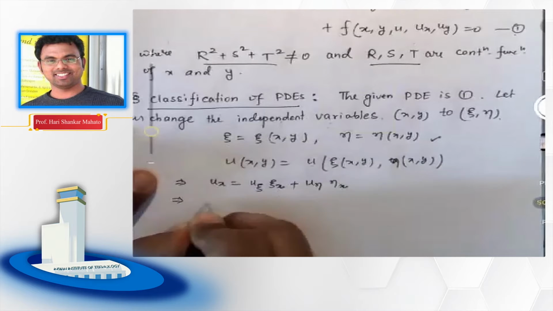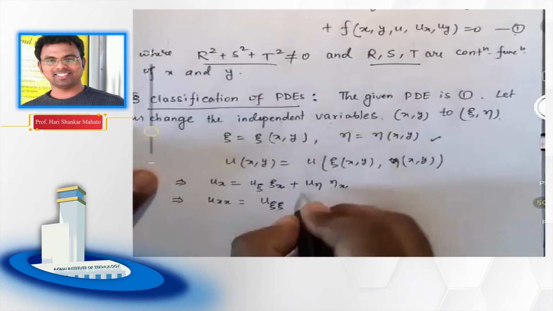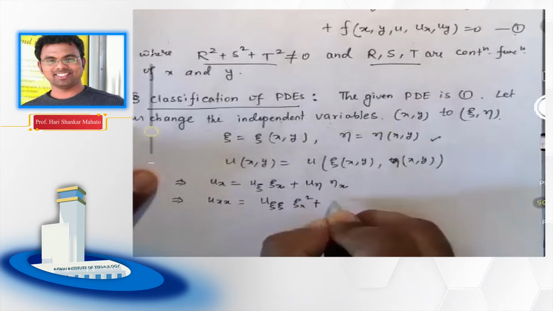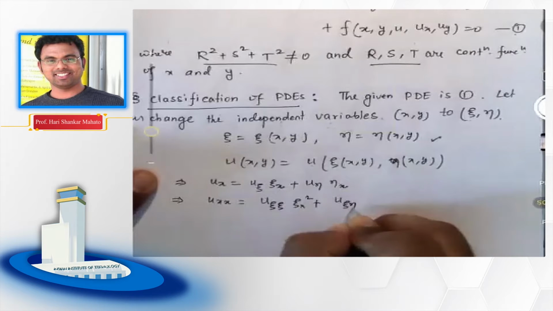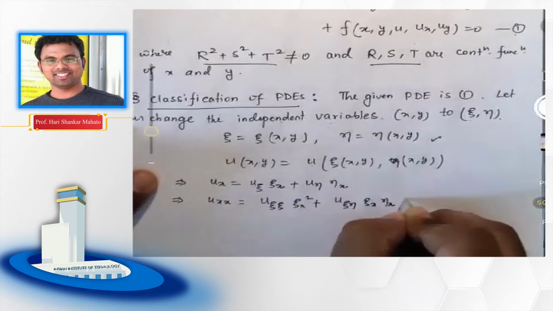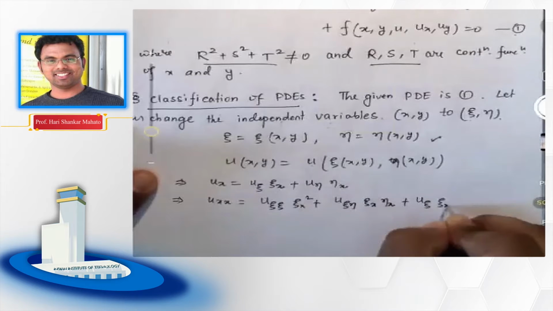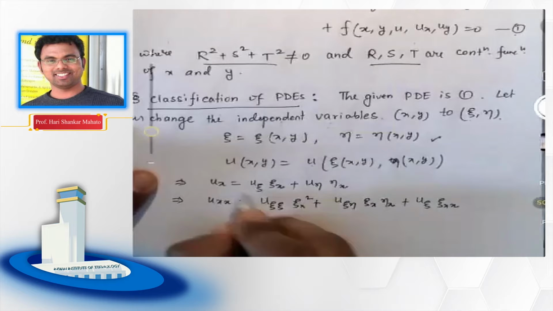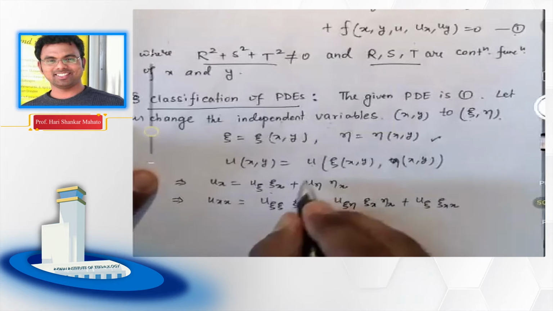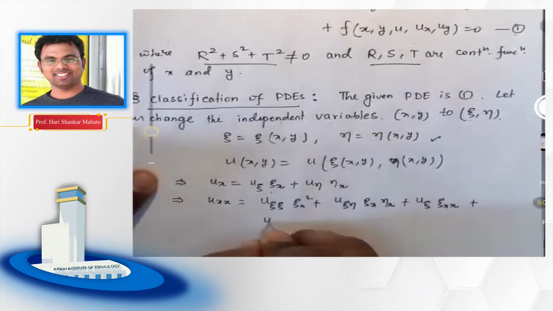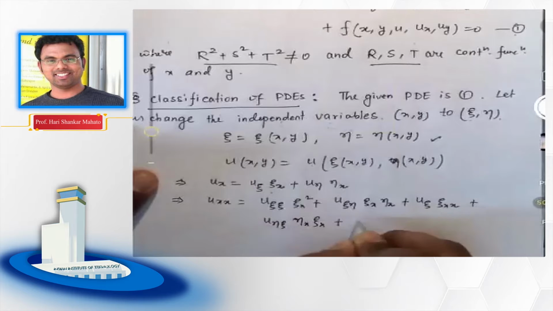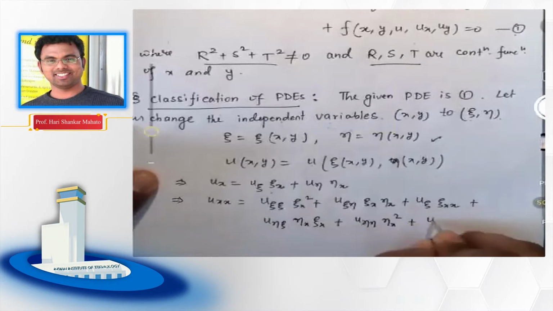Similarly, I can compute uxx, and uxx will become u xi xi, xi x square plus u xi eta, xi x eta x plus u xi, then xi xx. It's the chain rule of differentiation that I am using for this term. Now I will take this term. So plus, I will have u eta xi, eta x, then xi x plus u eta eta, eta x square plus u eta, eta xx.